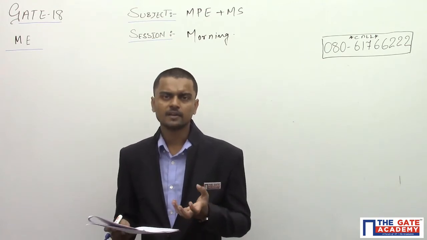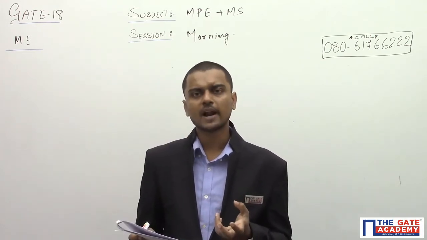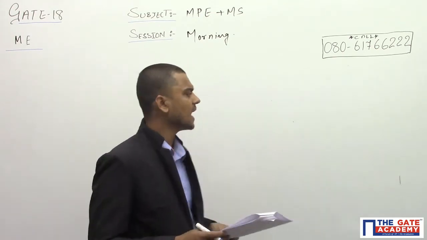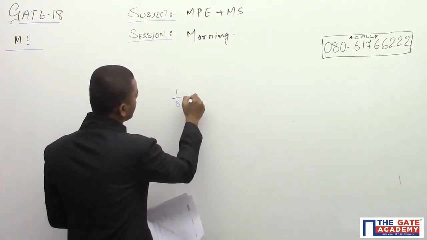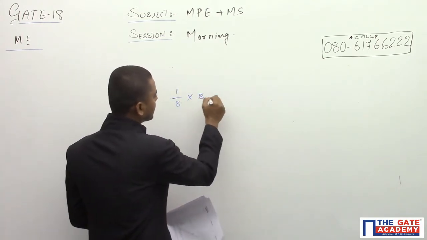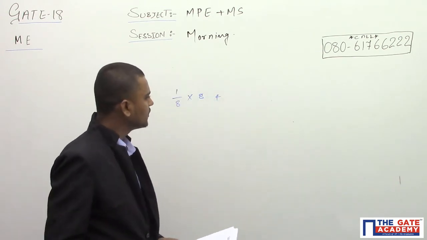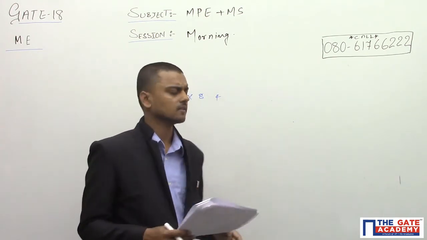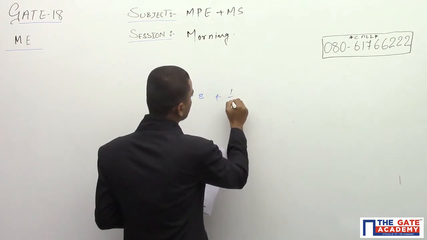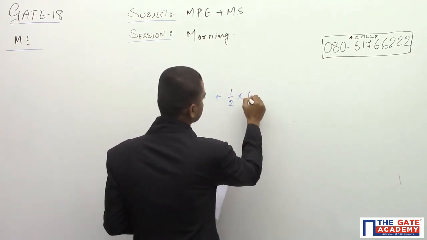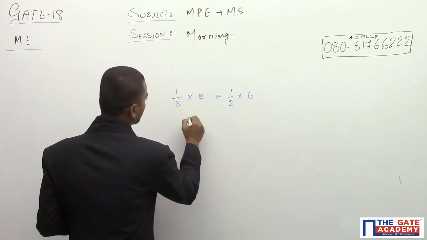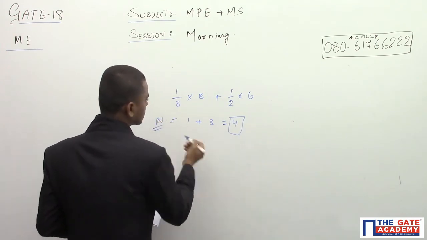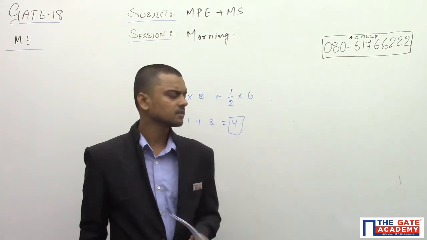So we know in face-centered cubic, the atom at the corner is shared among the 8 unit cells. So we will have 1 by 8 into, at the corner we have 8 atoms, so 8, plus we have an atom at each face, which is shared among 2 unit cells. So 1 by 2 into, we have 6 faces. So it will be 1 plus this 3. So total, n, that is the total number of atoms in an FCC, is 4.